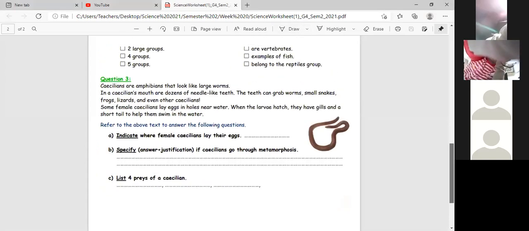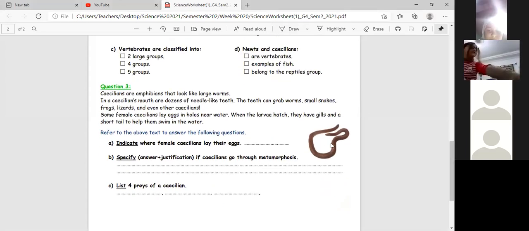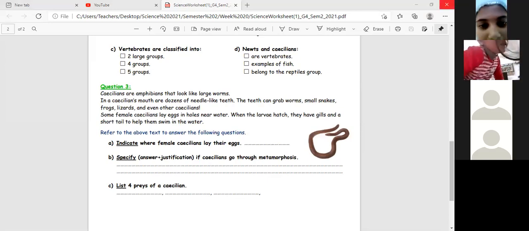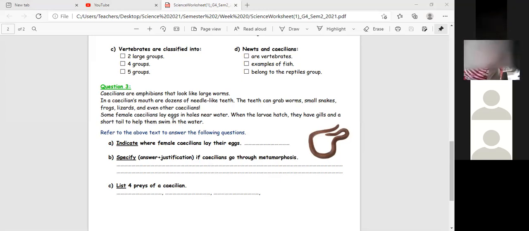Last question. Look, Noor, here are the Sicilians. They are shown in the picture. Sicilians are amphibians that look like worms. In a Sicilian's mouth are dozens of needle-like teeth. The teeth can grab worms, small snakes, frogs, lizards, and they can even eat other Sicilians. Yeah, Amal.